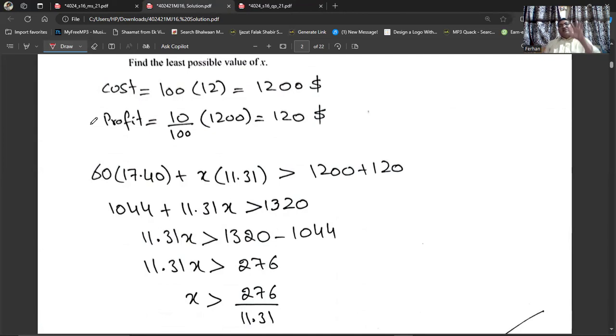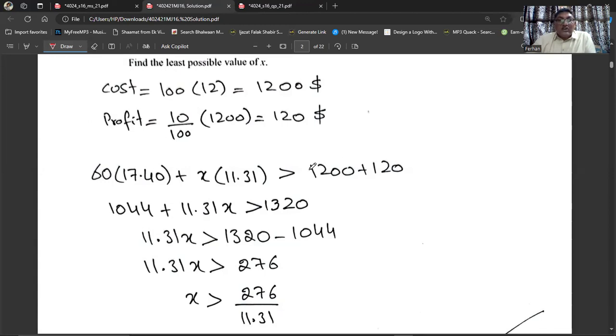They said that by the sale, he made a profit of 10%. So he sells the things by 2 methods. 60 plates are sold at $17.40 each plate, and X number of plates are sold at a rate of 11.31. So the total revenue, he is going to make at least a profit of 10%. That means the revenue will be more than 1,200 plus 120.